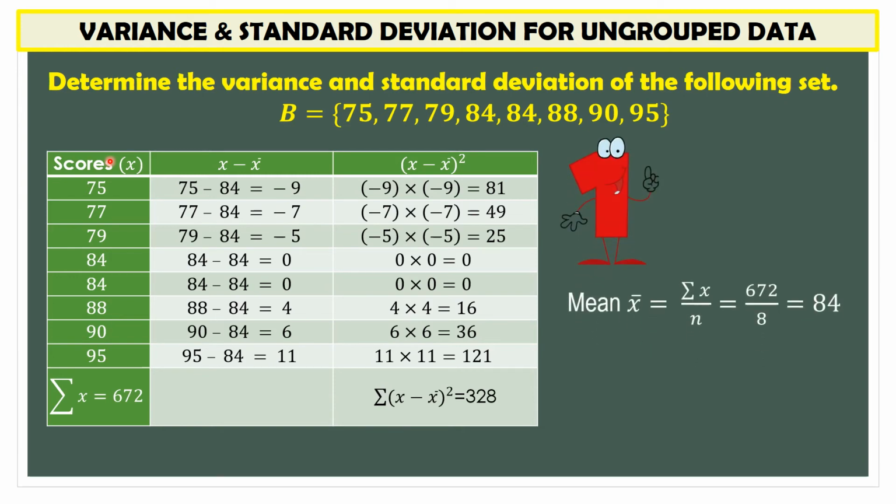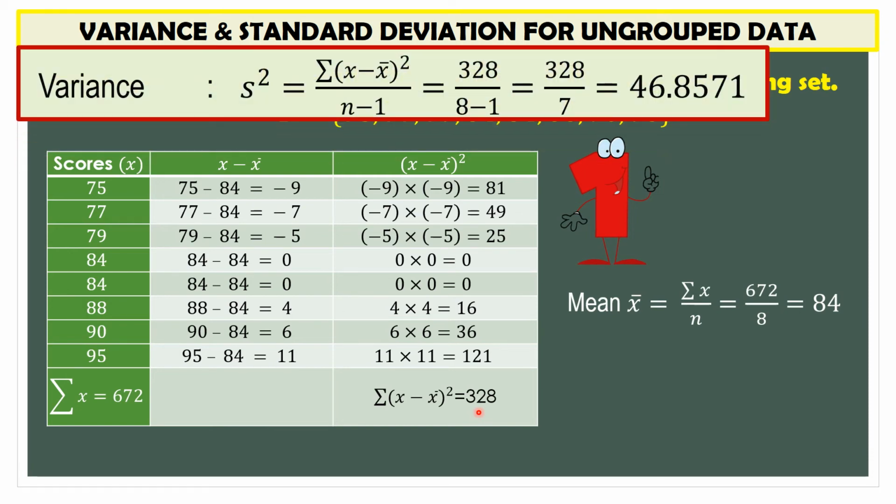Okay, let me show you. The summation of x is 672. The summation of the scores divided by the number of scores, that is 8, so 84. So, we get 84 and subtract it from the scores. Now, on the third column, we are going to square the answers here. So, negative 9 times negative 9 is 81, then 49, 25, 0, 0, 16, 36, 121. Finding the sum of these answers, we have 328.